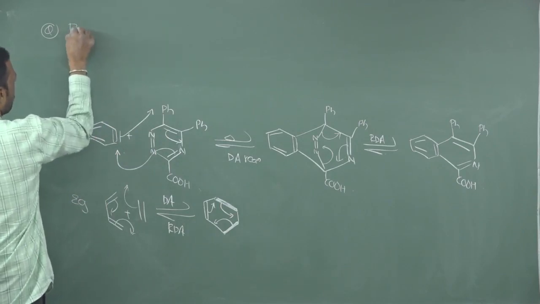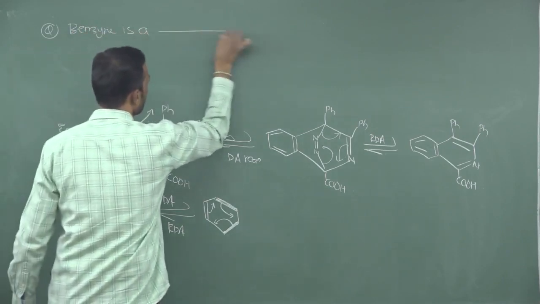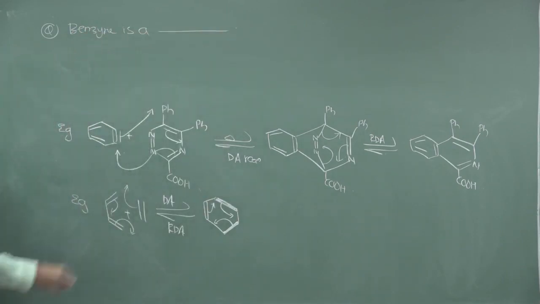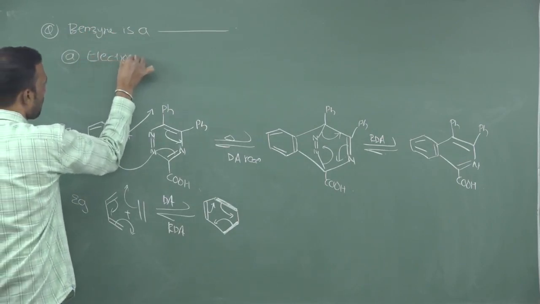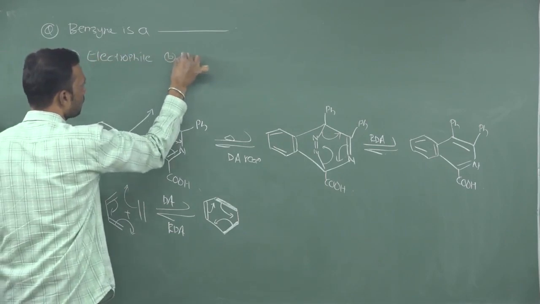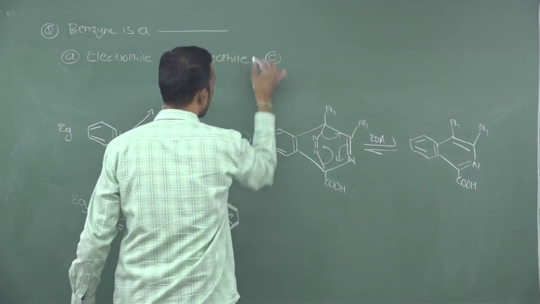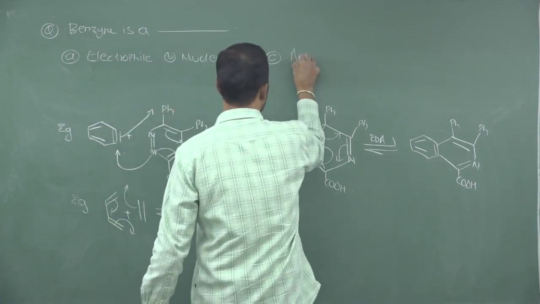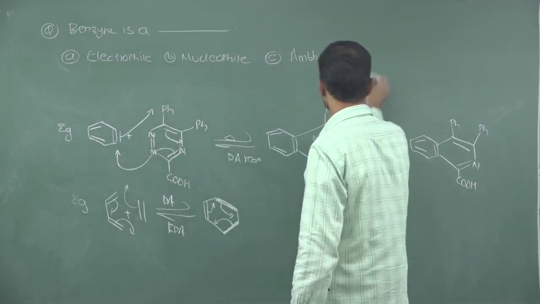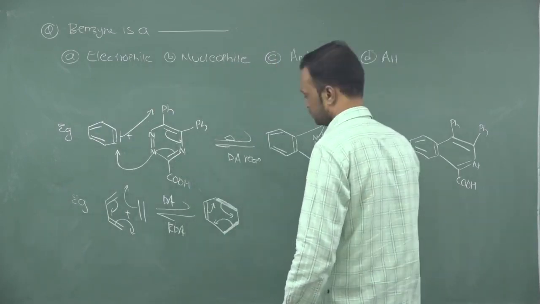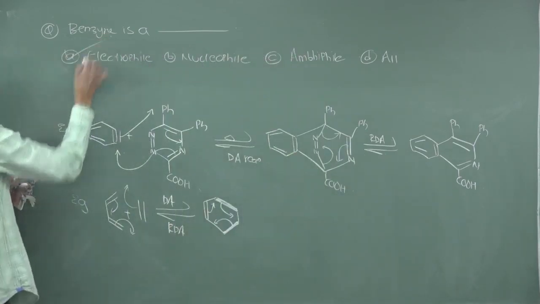See. Benzene is a dash. Option A, electrophile. Option B, nucleophile. Option C, amphiphile. Option D, all. It is an electrophile. Benzene is an electrophile.